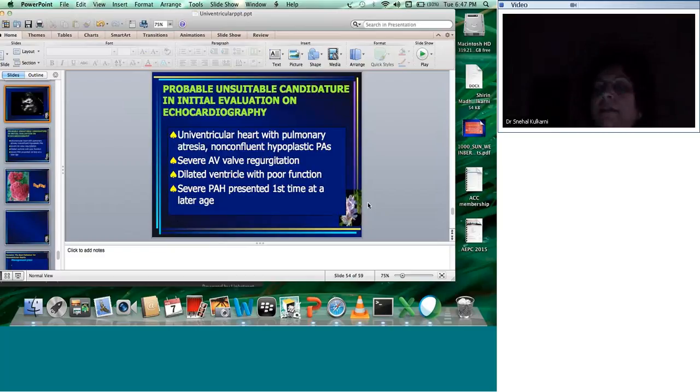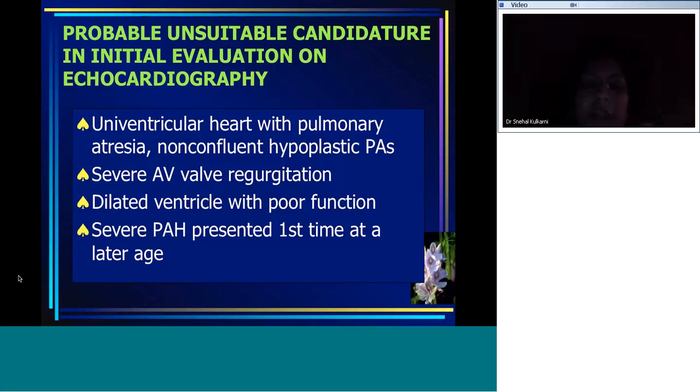So on echo evaluation, sometimes what we see are probable unsuitable candidates in initial evaluation for Fontan. I won't say they are non-suitable, but very high-risk candidates, and this assessment has to be done on echocardiography. If you have a univentricular heart, pulmonary atresia, non-confluent or very hypoplastic branch pulmonary arteries, because this is the key. You need to have good-size confluent branch pulmonary arteries for a good Fontan in future.